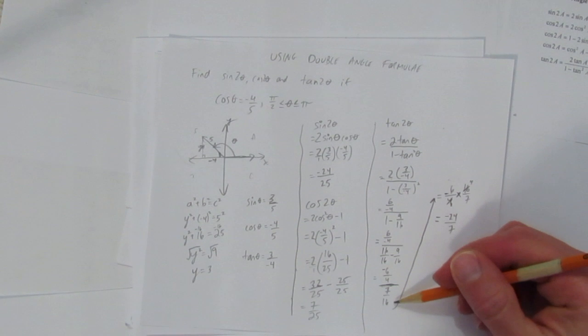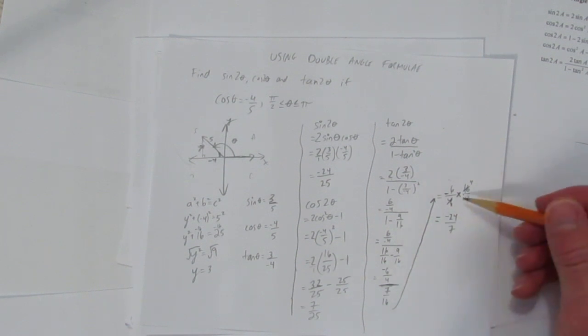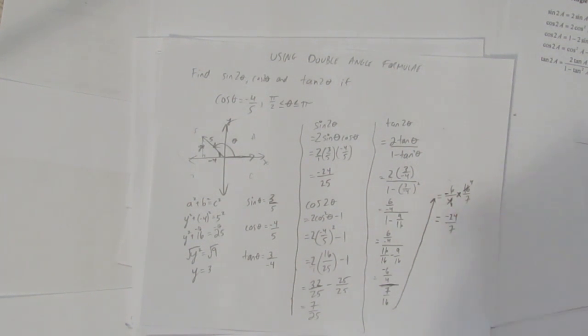Whew, saved myself a lot of trouble. Didn't need a common denominator because I was dividing by a fraction, which is just timesing by a flip. So I used double angle formulae, and I solved.